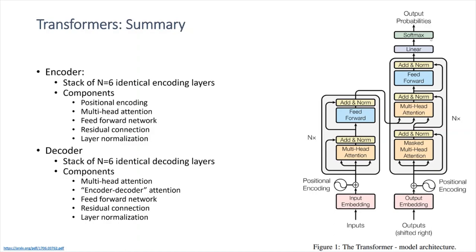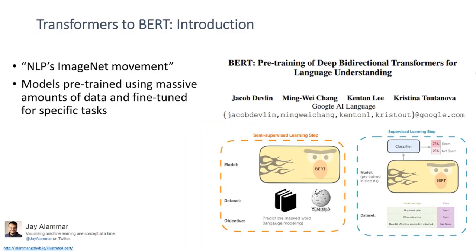So let's now look at a specific variation of the transformer architecture called BERT. When BERT was introduced by Devlin et al. from Google, it was seen as a landmark paper heralding NLP's ImageNet movement. It was one of the earliest works that used pre-training to produce a task-independent representation of language. The idea was that we can pre-train BERT on a massive data set, such as the book corpus and Wikipedia, on a completely different task, such as predicting masked words or language modeling, and then fine-tune it to specific tasks, such as classification, named entity recognition, or entailment, and so on.